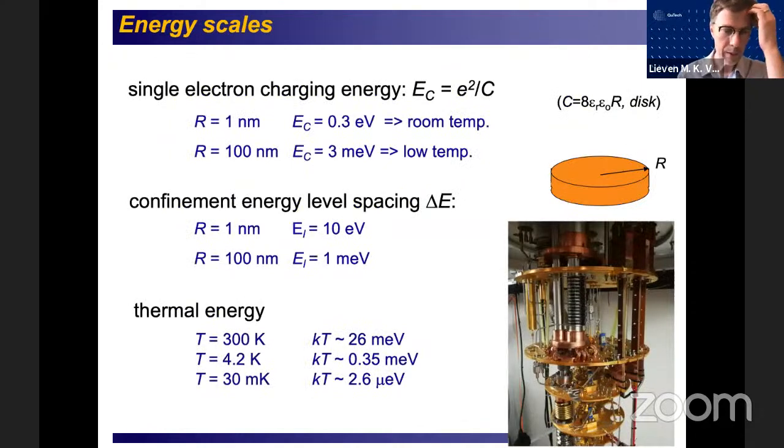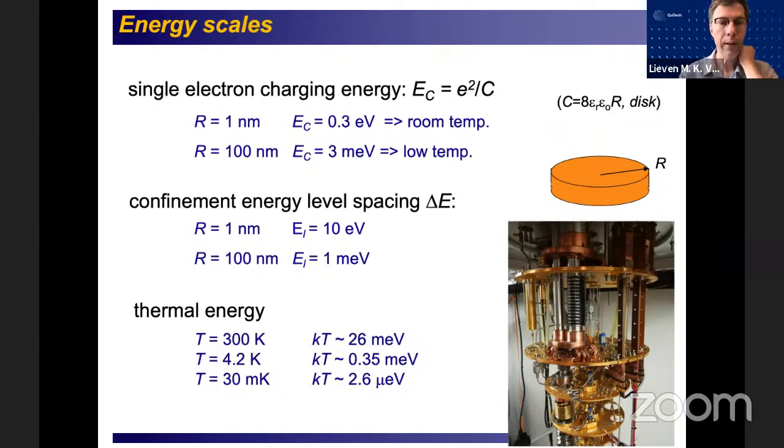Let me give you some impression of the energy scales involved. The charging energy is an energy cost that you pay when you add charges to this small island with its capacitance to the rest of the world, C. And for a disk that's 1 nanometer in radius, the charging energy is much larger than the thermal energy at room temperature. It's 300 milli-electron volt. Remember, the thermal energy at room temperature, at the bottom here, is 26 milli-electron volt.